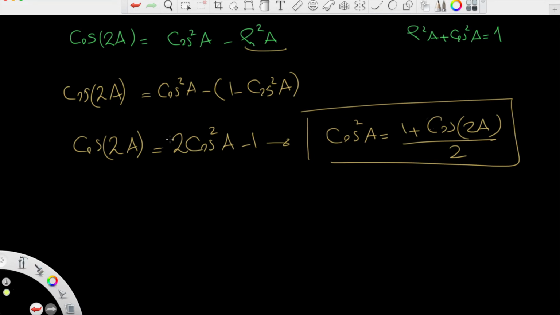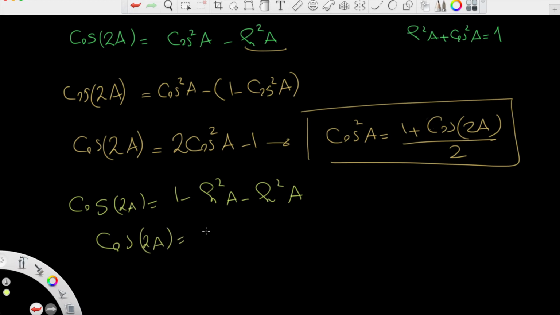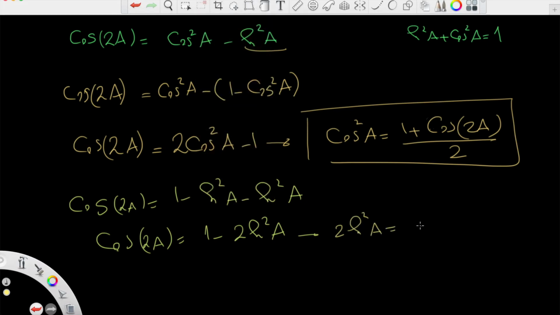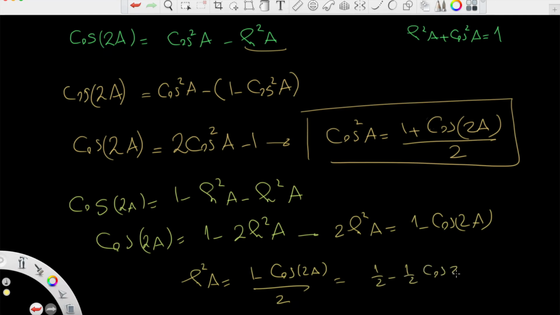Now, for the next identity, I replace cosine squared by 1 minus sine squared. So cosine of 2a is equal to, now instead of cosine squared of a, I put 1 minus sine squared of a, then minus sine squared of a. So cosine of 2a will be 1 minus 2 sine squared of a. Now I transfer minus 2 sine squared of a to the left hand side, so 2 sine squared of a will be 1 minus cosine of 2a. Then divide by 2: sine squared of a is equal to 1 minus cosine of 2a, divided by 2. You can write it separately, like this: 1 over 2 minus 1 over 2 cosine of 2a. This is another important and useful identity, specifically for integrating functions involving cosine squared and sine squared.